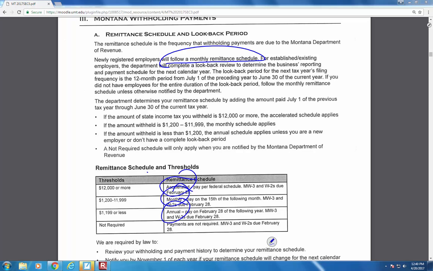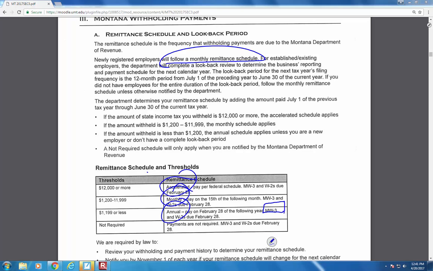If you're average size, you're going to be monthly, which is going to coordinate with if you're monthly for the IRS. Or if you're really small, they're going to say just do it annually, and you're going to actually pay your taxes, your SIT, when you file your annual return called an MW3.